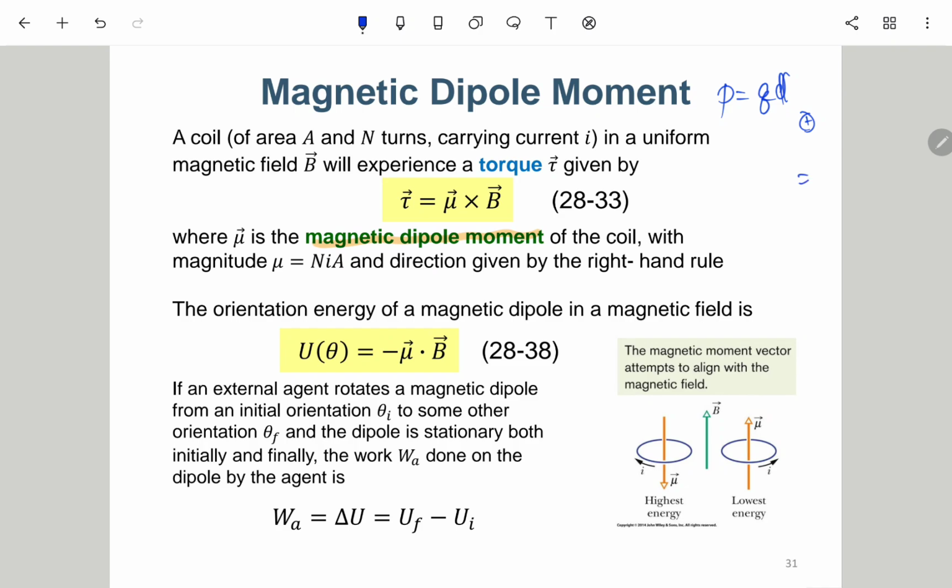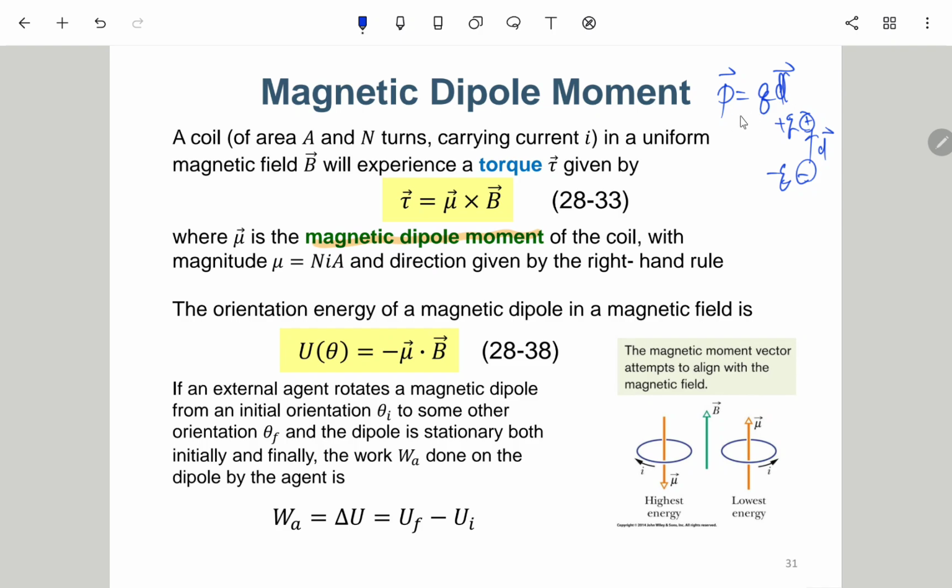Suppose we have two charges with the same magnitude but opposite in sign, so plus Q and negative Q, and then this is the D. The electric dipole moment is like this.